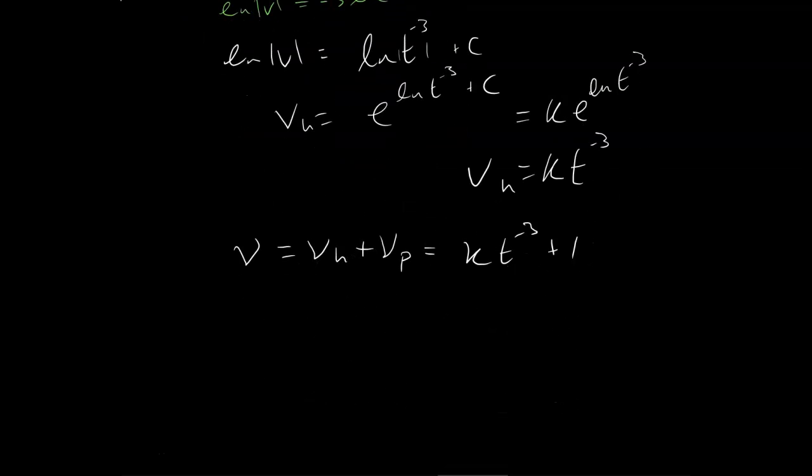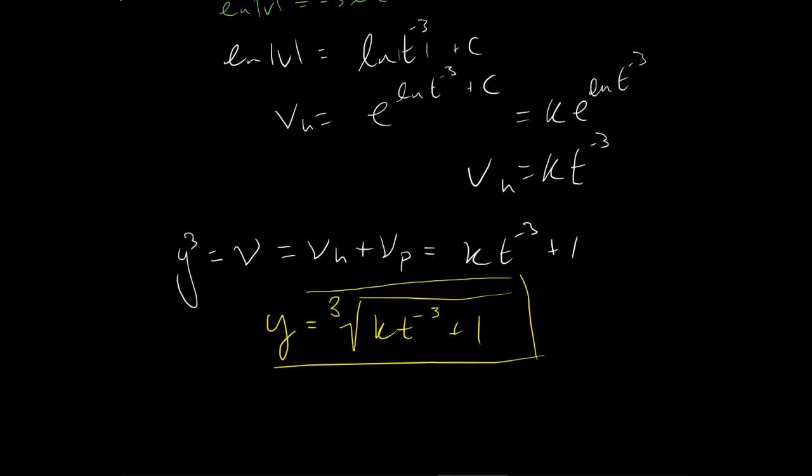And y cubed is equal to v. So let's just take a cube root. So y, ultimately, in yellow for gold, because it's a glorious golden moment, is the cube root of k times t to the negative 3 plus 1. And there you go. So that's another example of solving a Bernoulli equation by turning it into a linear equation.